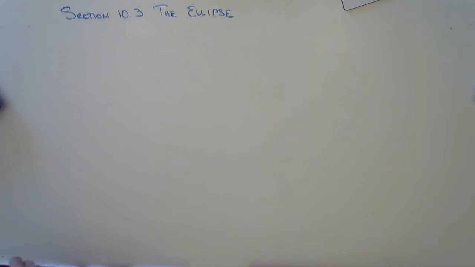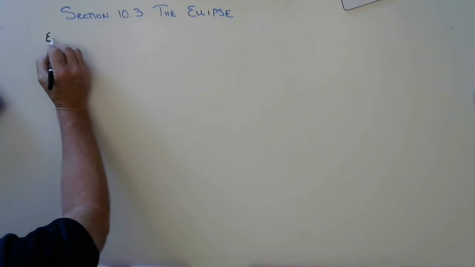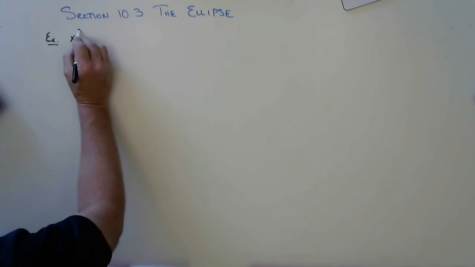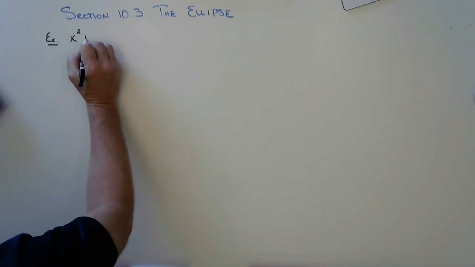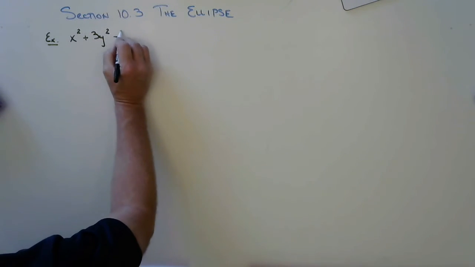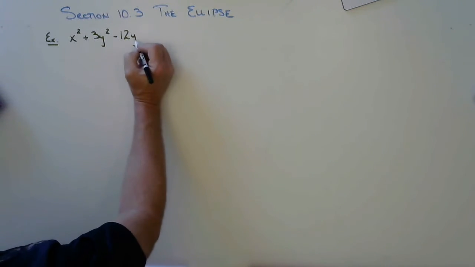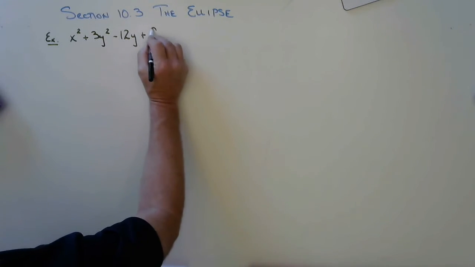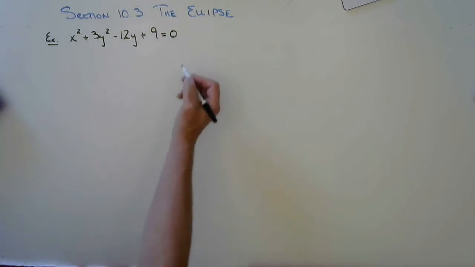Let's grab a problem, and let's look at a problem where they just ask us to do everything, right? We'll just start with one of those. So let's start with something like x squared plus 3y squared minus 12y plus 9 equals 0.